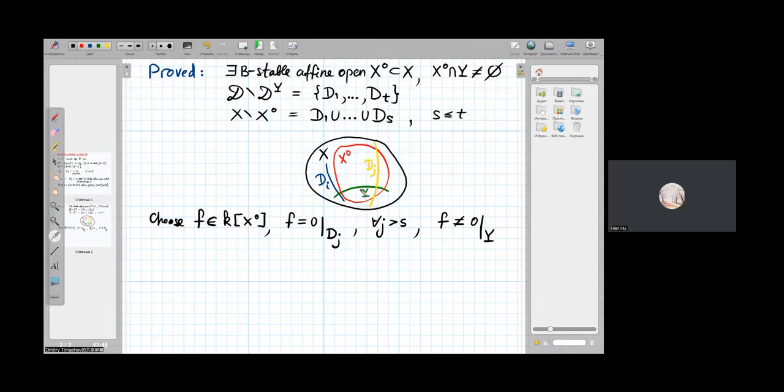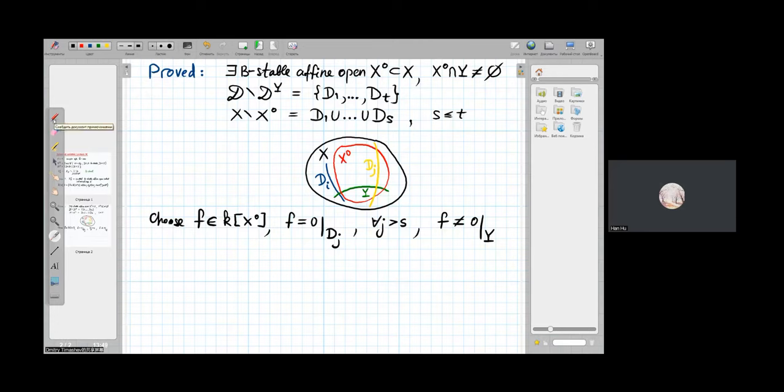So the vanishing ideal of Y does not contain the vanishing ideal of this guy, of D_j. And therefore, we can find a function which sits in one of these vanishing ideals and does not sit in another one. Okay? Because closed subvarieties are uniquely defined by the vanishing ideals, and since one subvariety is not contained, you see this. This is because everything is affine now. So for affine varieties, you always can choose such a function.